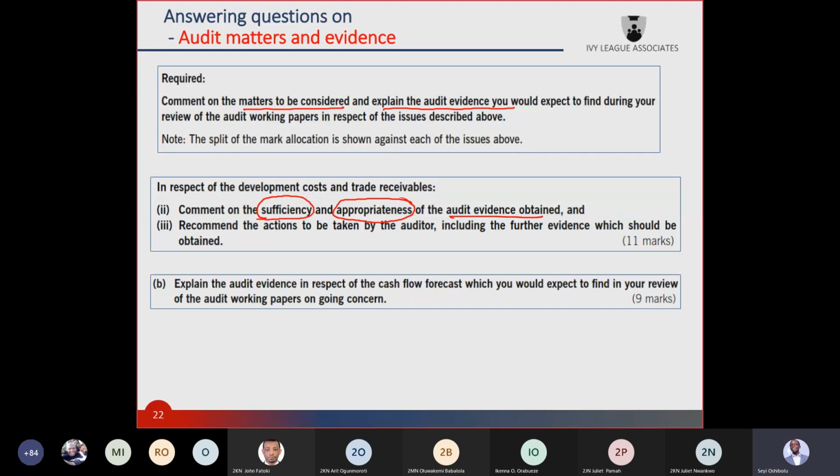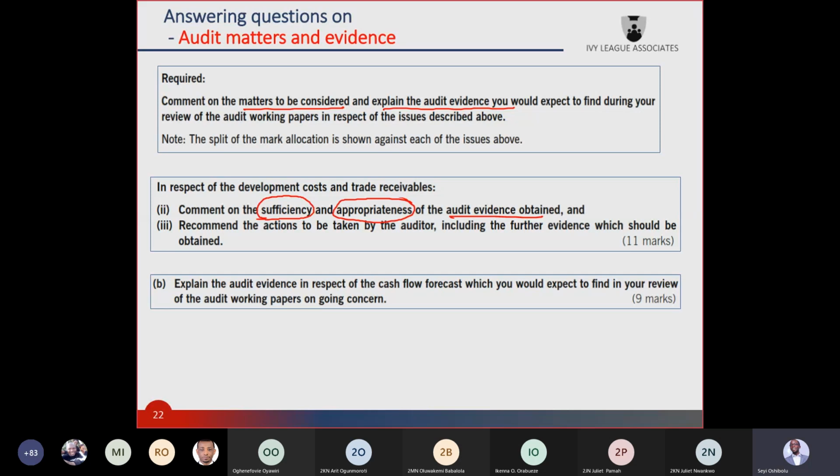Again, I ask your question. Can you help with a clear distinction between the actions to be taken by the auditor and the further evidence? Okay, so the second one, right? Recommend the action to be taken by the auditor, including further evidence.